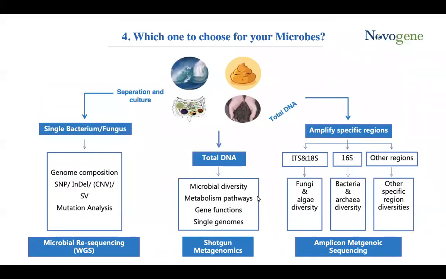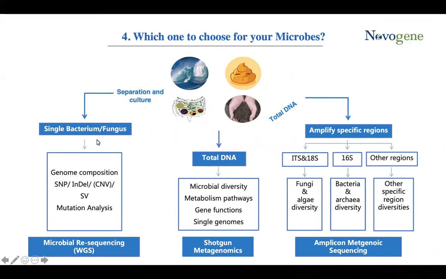And here I made a cartoon that shows the comparison among resequencing, shotgun metagenomics, and amplicon sequencing, which are the 3 most common sequencing services you can find on the market. After we finish sampling from water, feces, soil, or gut samples, if we want to study a single bacterium or fungus, we will do culture and separation.